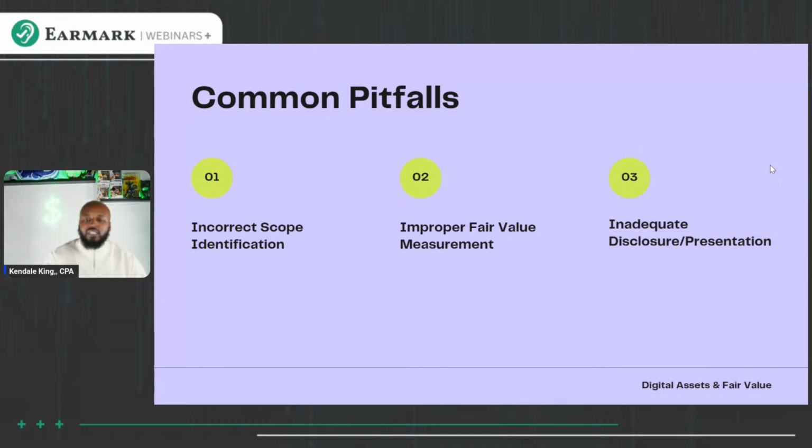And so I think this is, again, a common pitfall just in general. You can even take away crypto. You can just look at the real world and how things happen. Improper fair value measurement is very prevalent. And then we move into inadequate disclosure and presentation. There's a lot of information that is needed and necessary in order to disclose this properly. So that means, again, you've got to get the additions, the dispositions, the gains and losses.